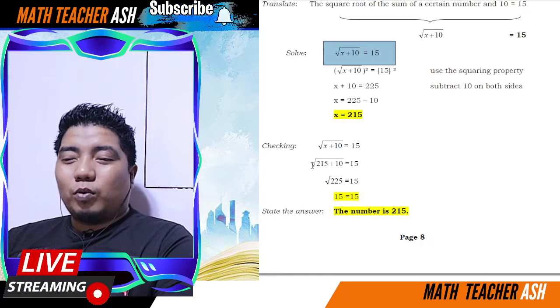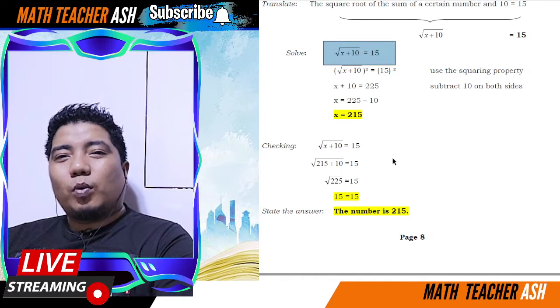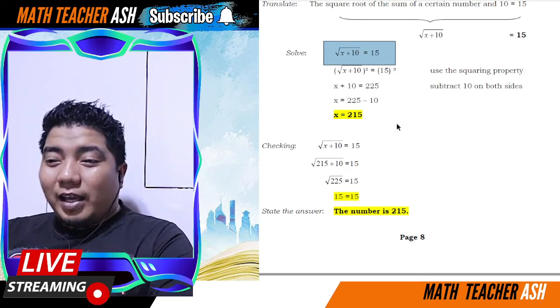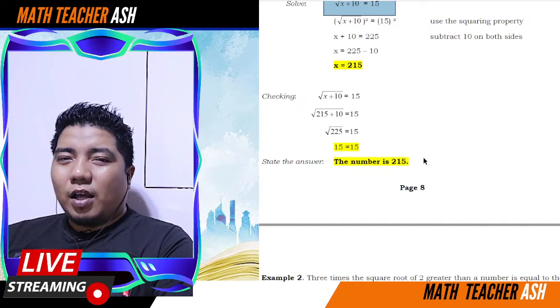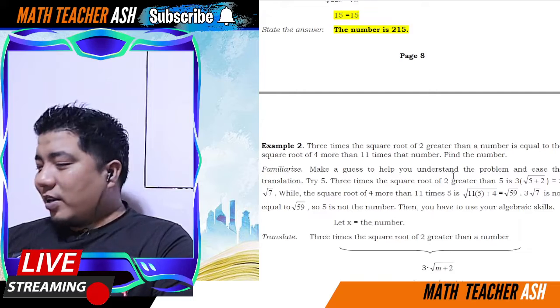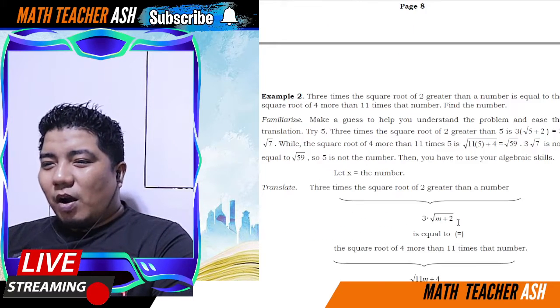So, square root of 215 plus 10, that is 225. The square root of 225, meron bang perfect square yon? Okay, meron. And that is 15. Okay, so 15 is equal to 15. Therefore, the answer is 215. Okay, my dear math learners, napakadali lang. Now, how about this one?